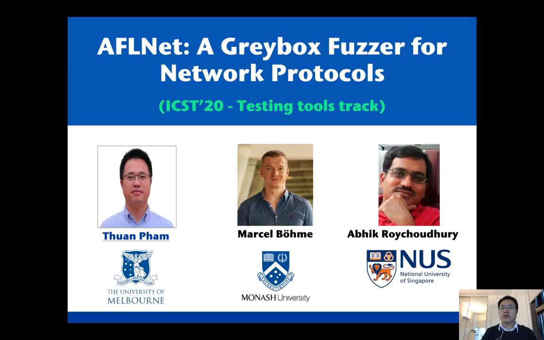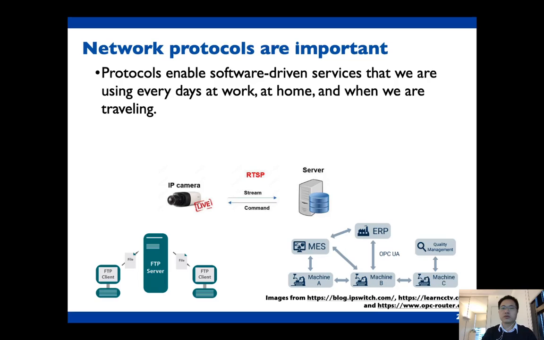Today I'm going to present my work in collaboration with Marcel from Monash University and Abik from the National University of Singapore. In this work, we design and build AFLNet, a Greybox Fuzzer for network protocols. To the best of my knowledge, this is the first Greybox Fuzzer that combines code coverage feedback and state feedback, makes them work hand in hand together to tackle challenges of fuzzing stateful network protocols.